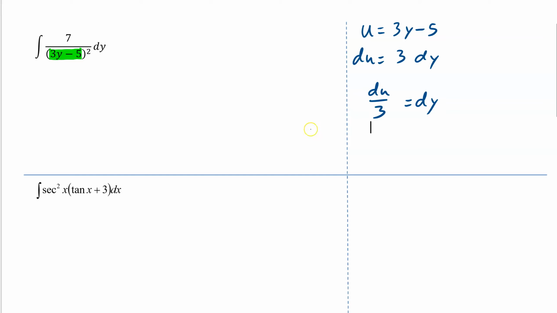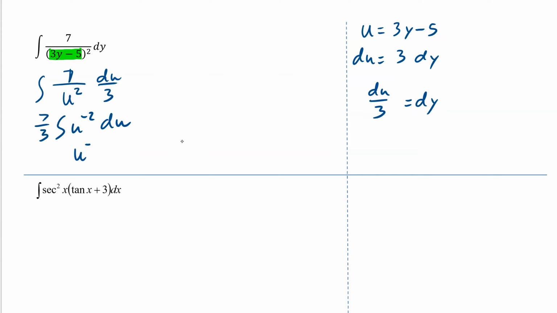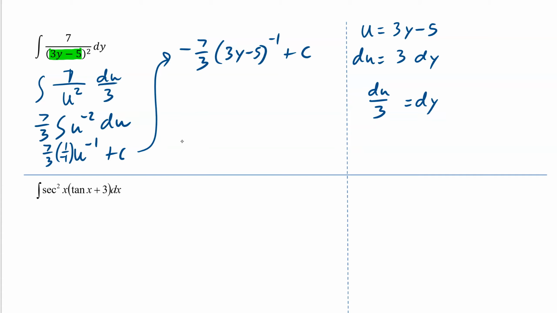Now, once we take our u and our dy and replace them, everything should have no more y's in there. So this is 7 over, and that would now be u squared. And then it's du over 3. So everything looks perfect. We can now take our 7/3 out, rewrite it in our general power, and do our integral. So if we add 1, that would be -1. And then that would be 1 over -1, which is just -1. And we should all know this by now. So this is -7/3. And then it would be 3y minus 5 to the -1 plus c.